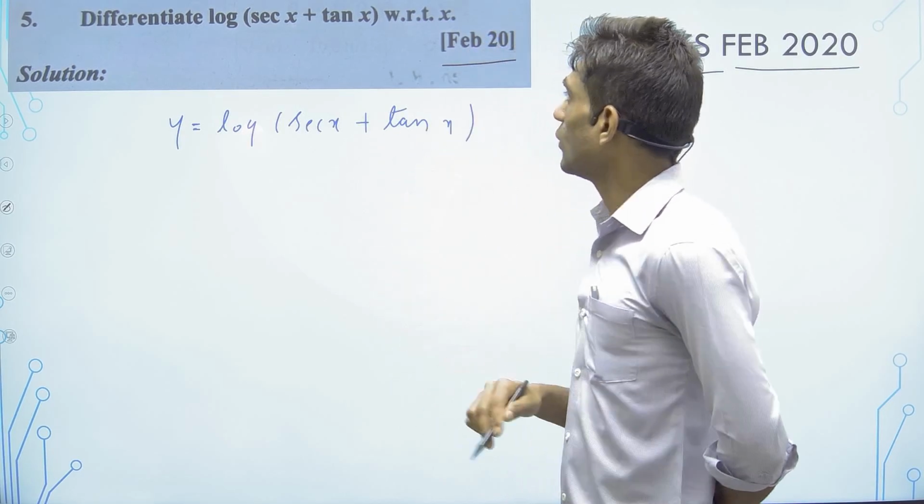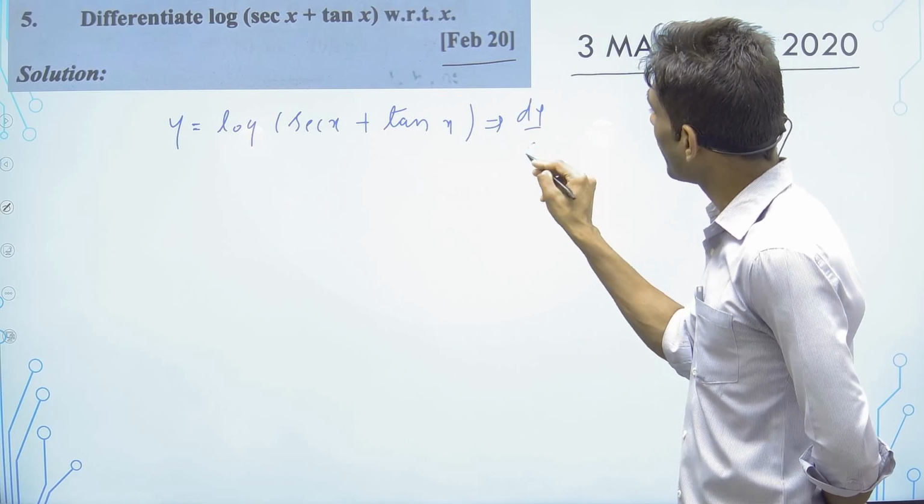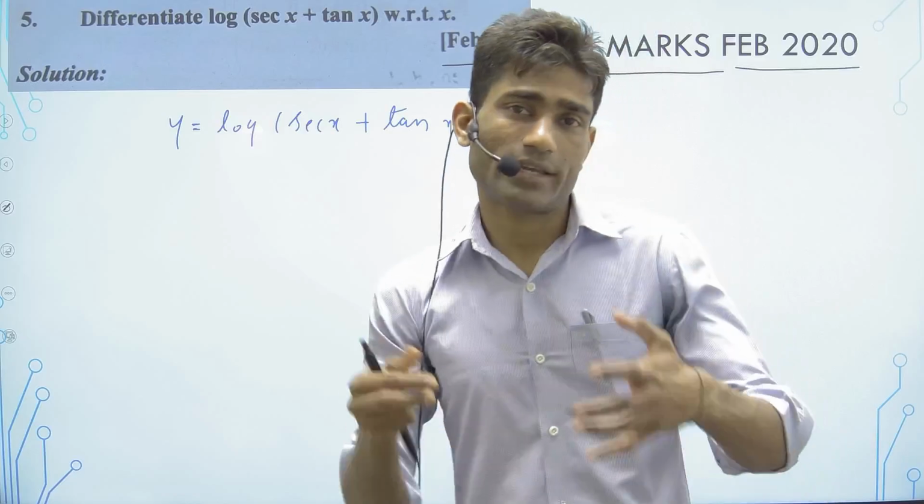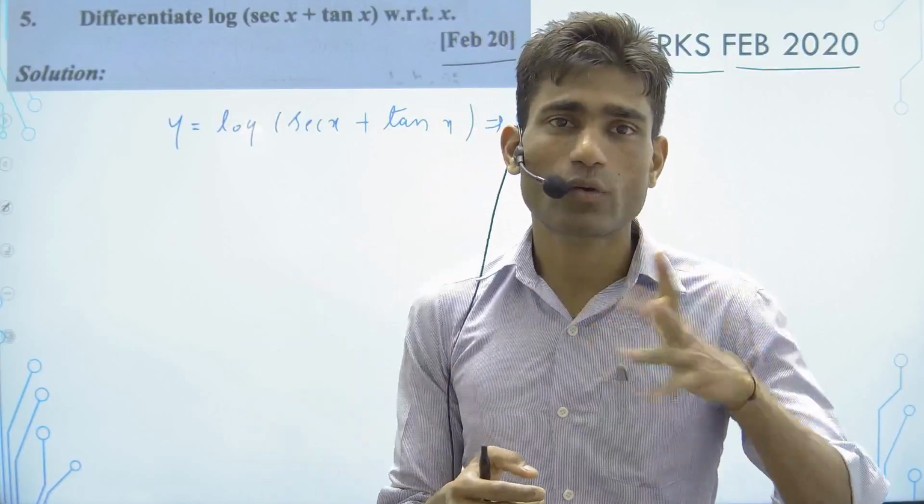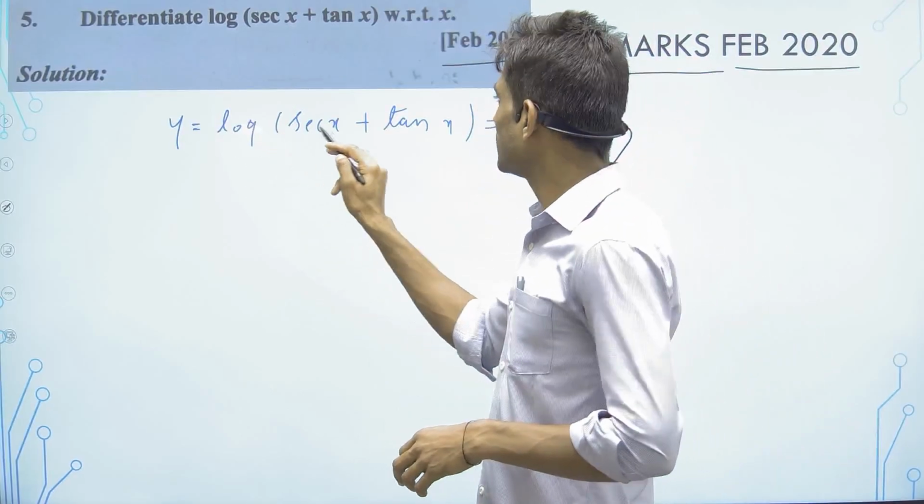Okay, and we have to differentiate with respect to x. That means we want the value for dy by dx. First of all, you need to understand what is given and what we have to find. Then the answers are quite easy after this. So here y is equal to log of sec x plus tan x.